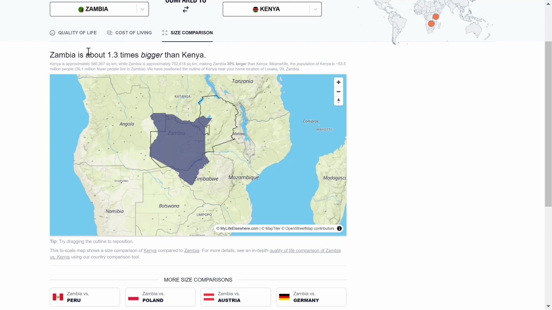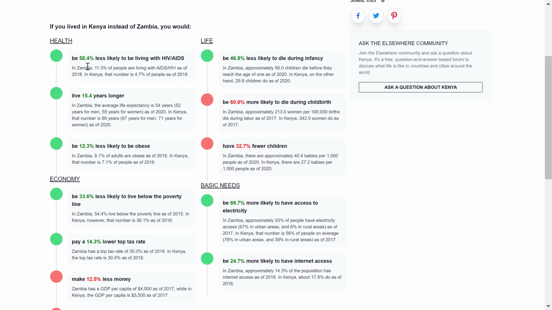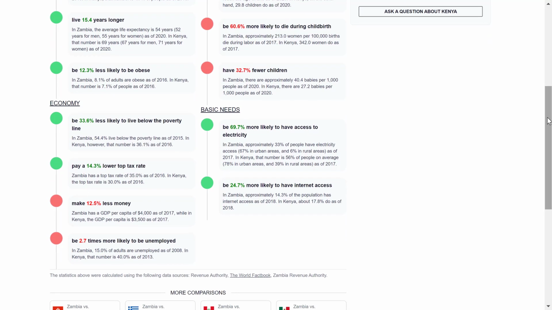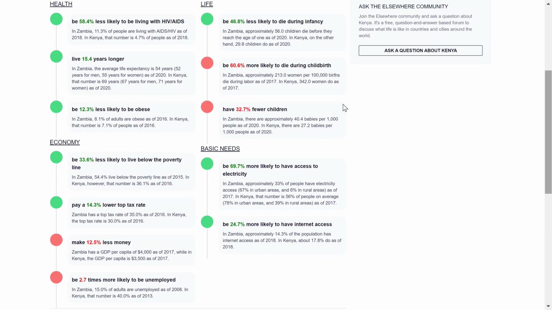So what else can you compare? You can compare the quality of life if you like. Here are some really interesting stats. The ones which are green are where Kenyans have it better than us. The ones which are red are where the Zambians have it better than the Kenyans. Some of the ones where we have it better: we have fewer maternal deaths during pregnancy, Zambians have more children than Kenyans, and our per capita is higher than that of Kenya.